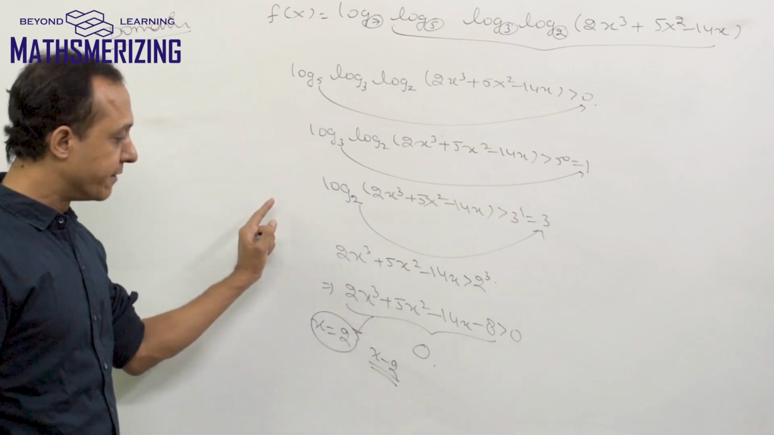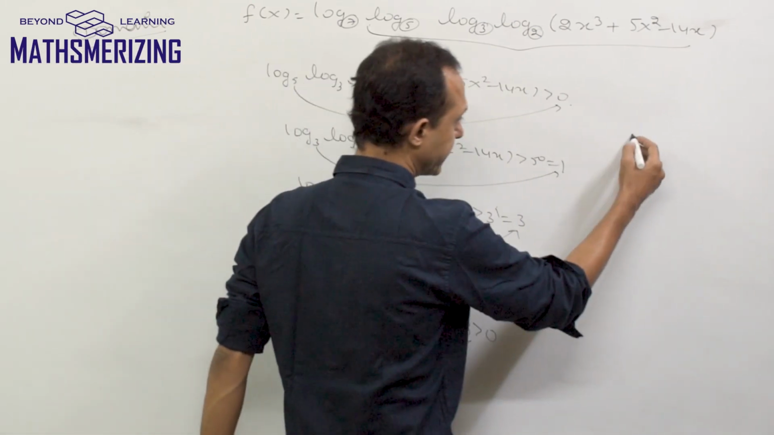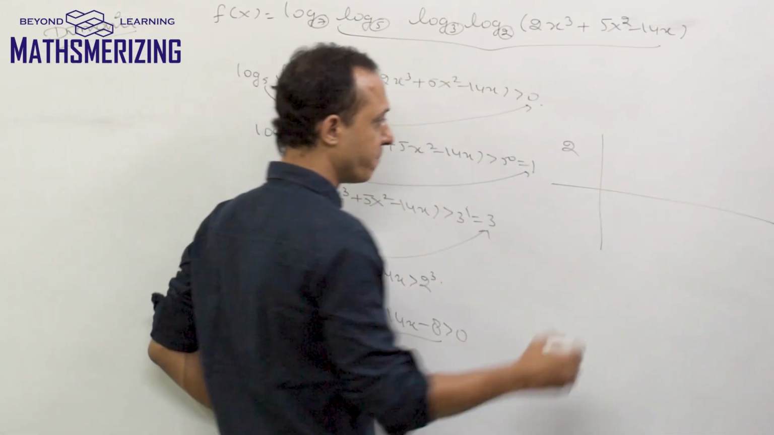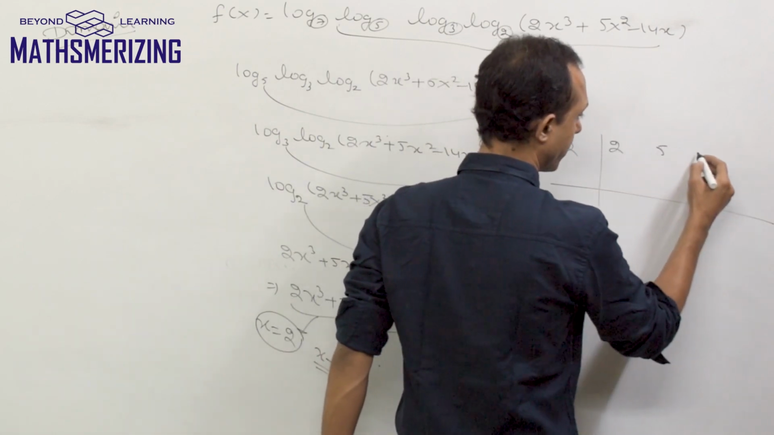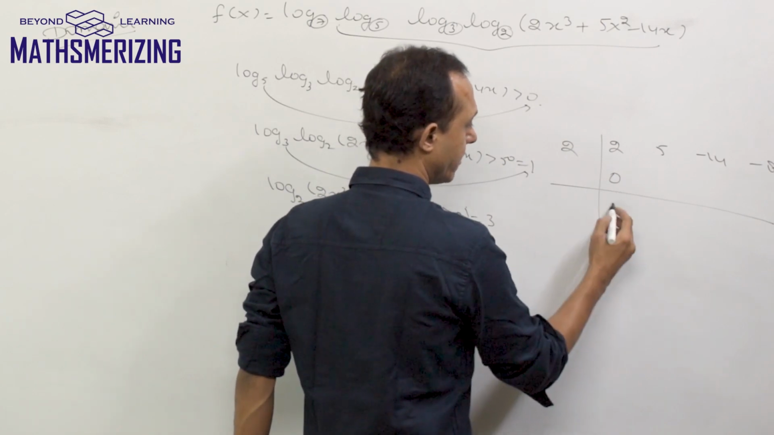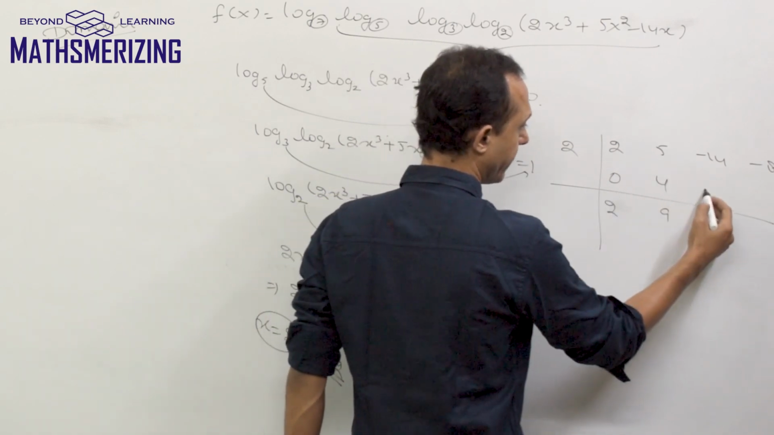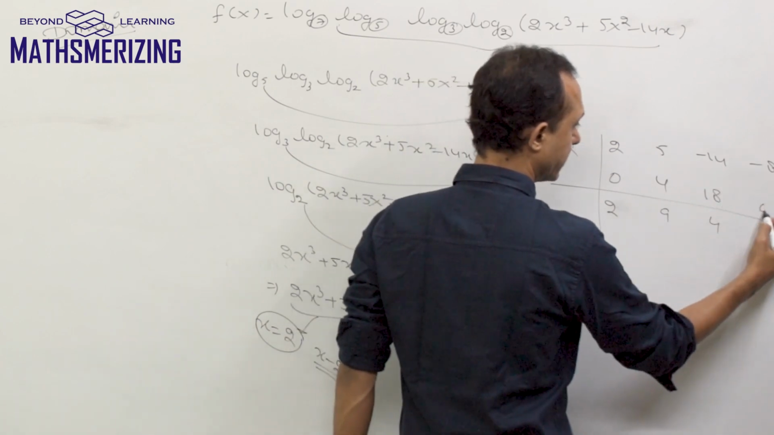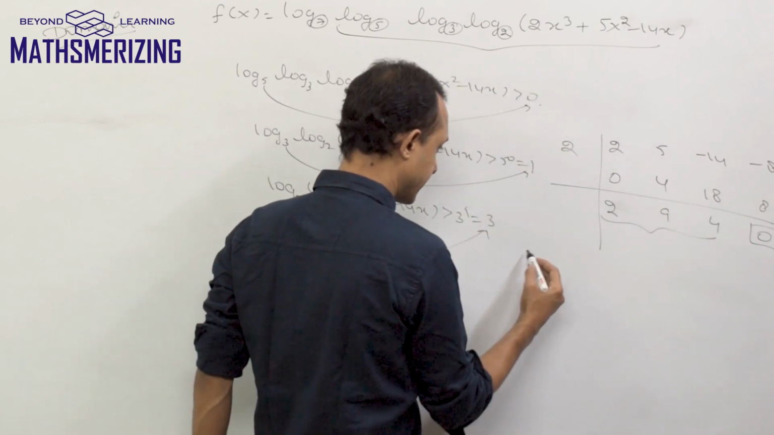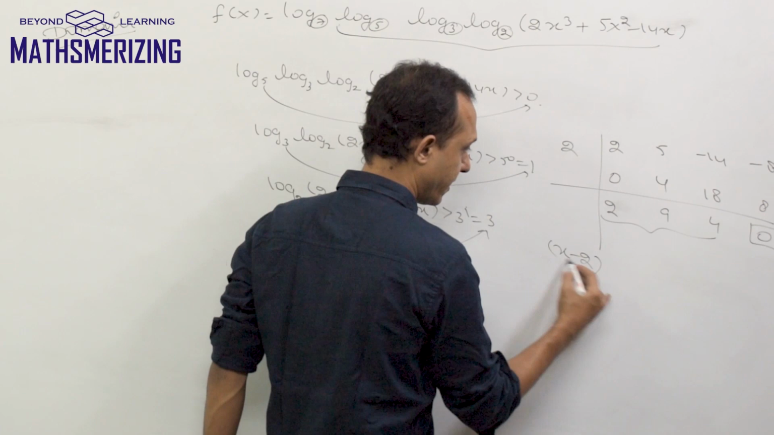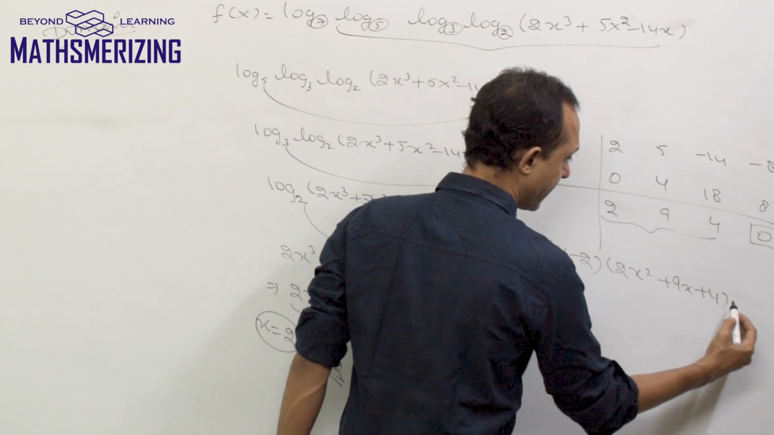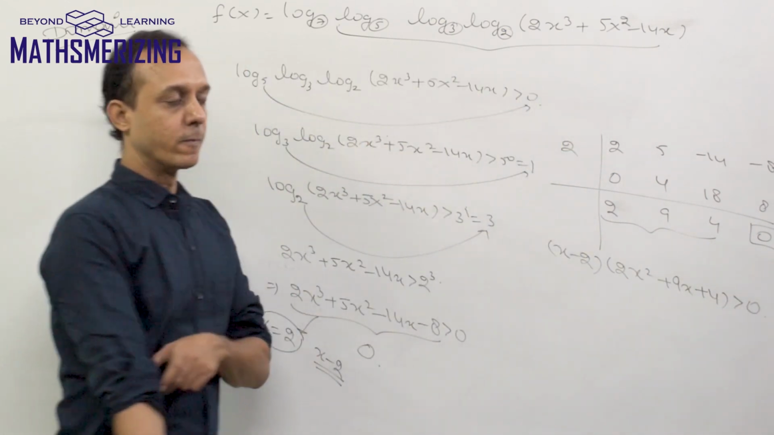We have also studied synthetic division in previous lectures. So what I'll do is I'll write it as 2. Now the coefficients of x are 2, 5, minus 14, minus 8. So first one is 2, then 4, 9, 18, plus 4, this is 8, and the remainder must always be 0. So I can write it as x minus 2 into 2x square plus 9x plus 4, and this should be greater than 0.